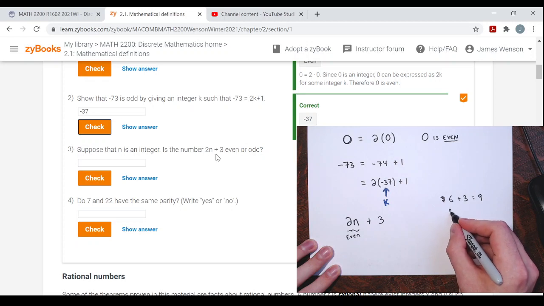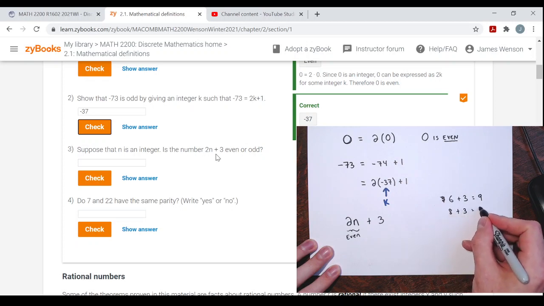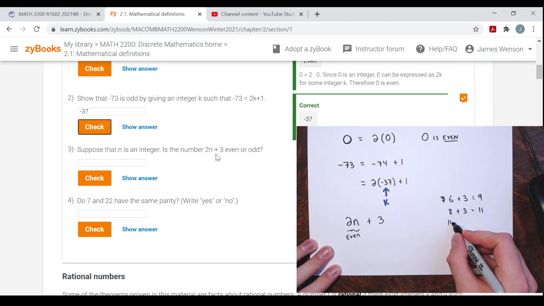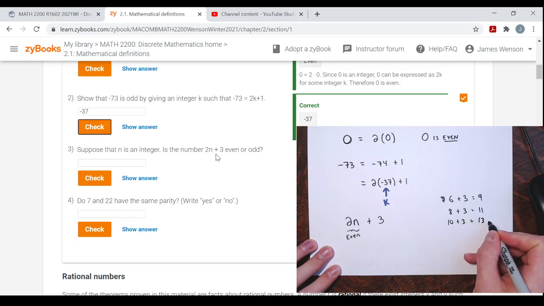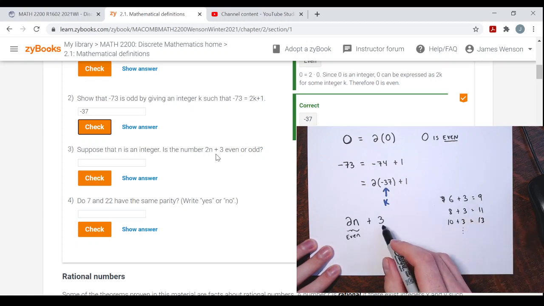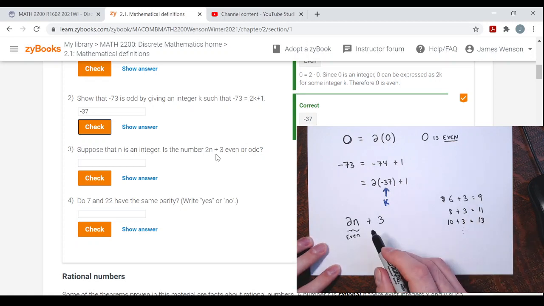Take another even number, 8. Add 3 to it. You get 11, that's odd. 10, add 3 to it. You get 13, that's odd. Now this doesn't prove anything, but it's giving me a good idea that this is going to be odd, isn't it? Now let's actually show it.